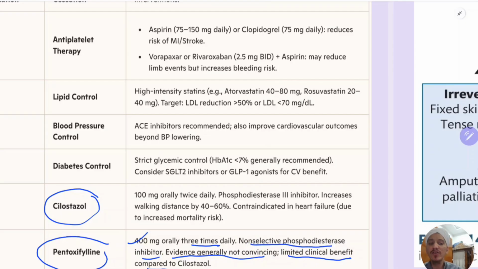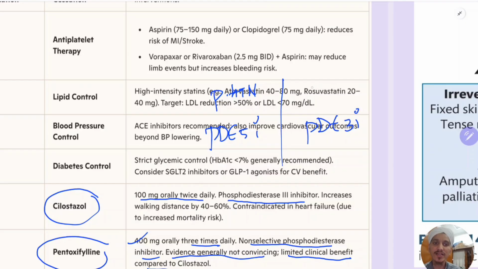Instead, what we are using now is cilostazol. The dosage is 100 mg orally twice daily. It is a phosphodiesterase 3 inhibitor. Remember, we discussed in our pulmonary hypertension class that there you have phosphodiesterase 5 inhibitors. The difference is there: phosphodiesterase 5 inhibitor is used in pulmonary hypertension, and the second, phosphodiesterase 3 inhibitor, is used in peripheral arterial disease.